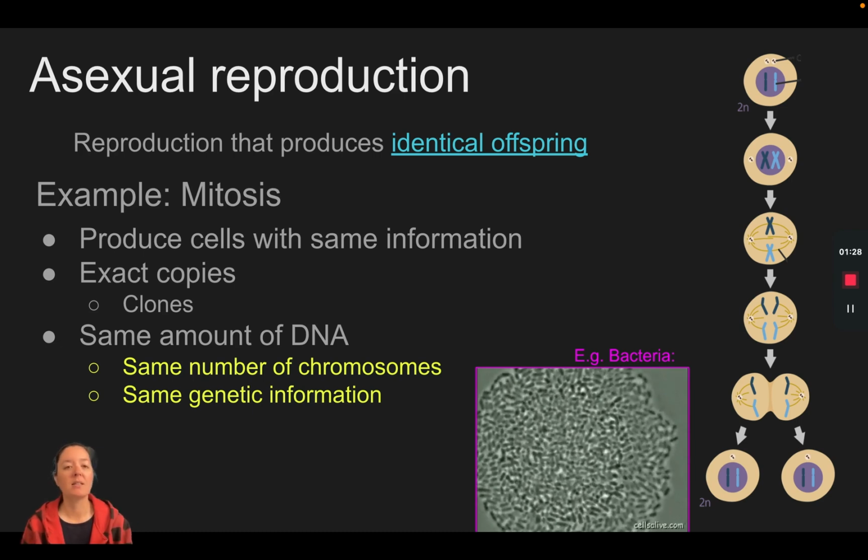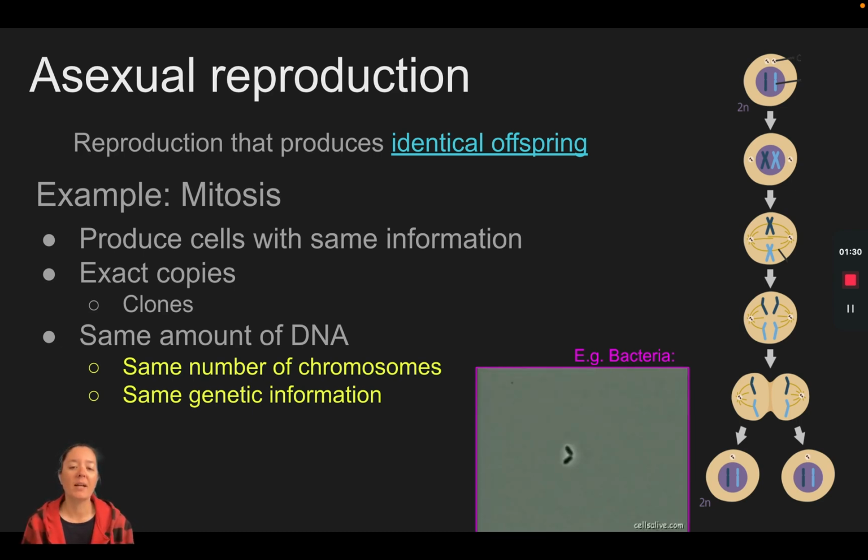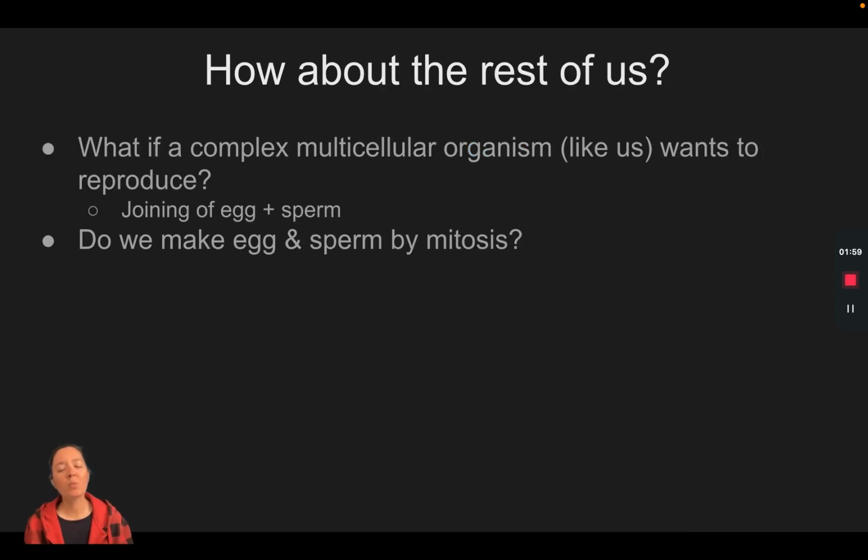The most famous asexually reproducing organisms are bacteria. As we watch in this little GIF here, our bacteria are going through mitosis, where they're just making more and more copies of themselves exactly over and over and over again. They're making the same chromosomes, and they have the same genetic information through that mitosis process that we already learned earlier in the year.